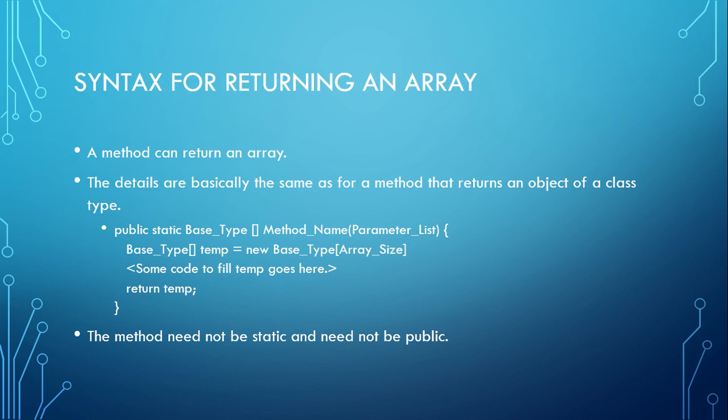Now, the important thing to note when you look at the syntax is that the method actually does not need to be static, and it does not need to be public. So you could make a private method if you wanted and do an array conversion, or it doesn't have to be static. Right? And you also do not necessarily need to use a local variable such as temp.